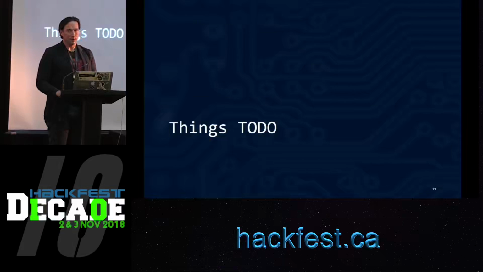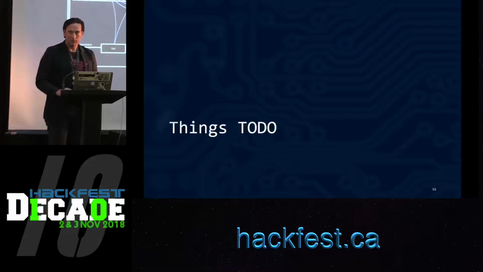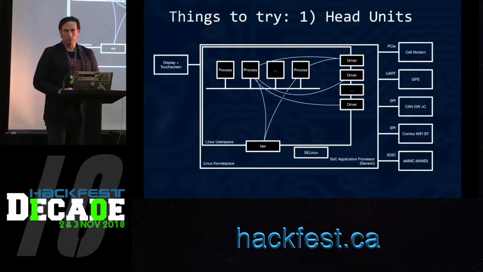What are some things that you should try first? First up is head units. Head units in vehicles are really, really soft targets. I'm showing you here an example architecture that we put together that exemplifies a whole bunch of common things that you find in vehicle head units.